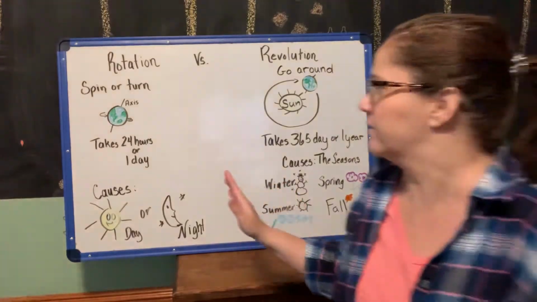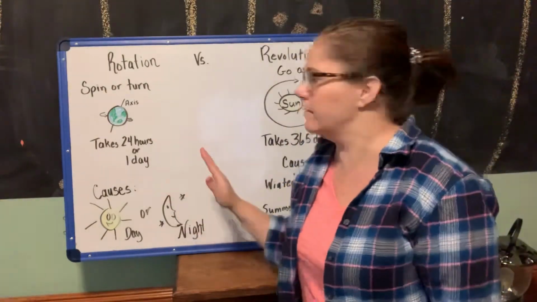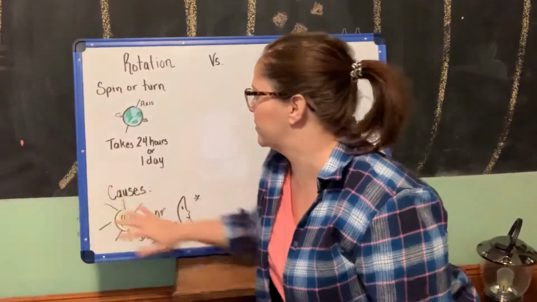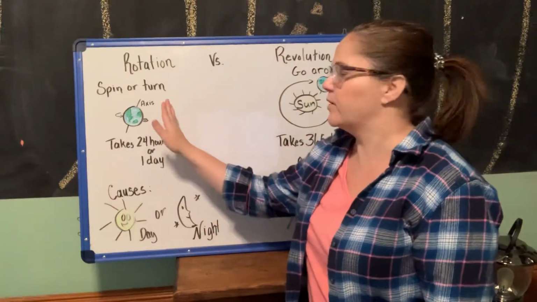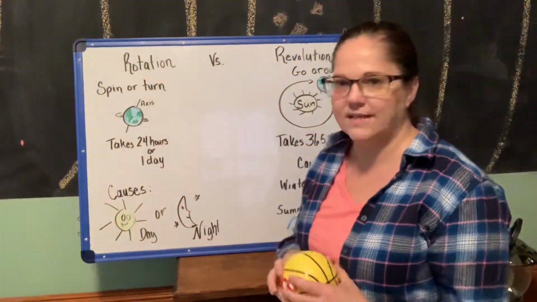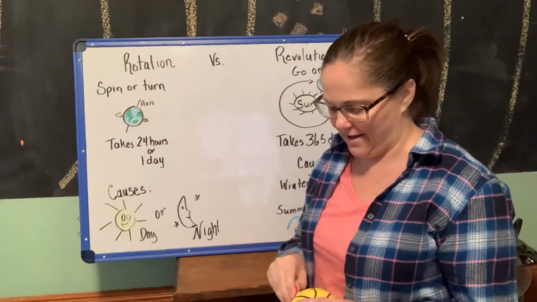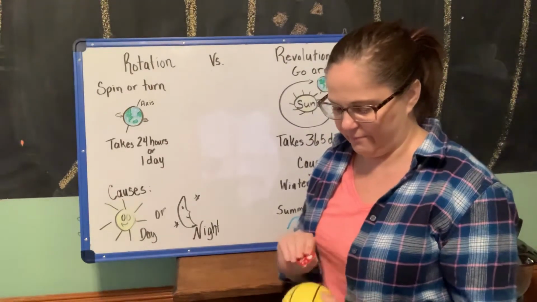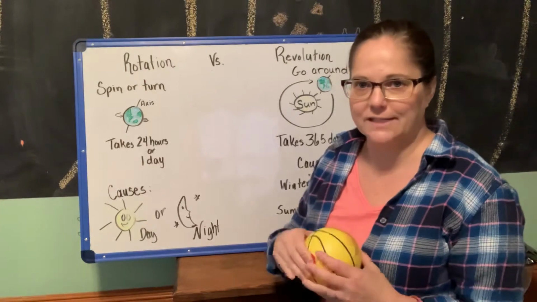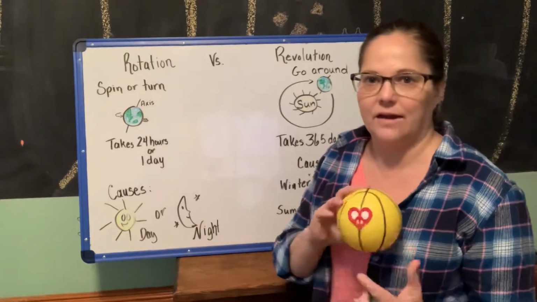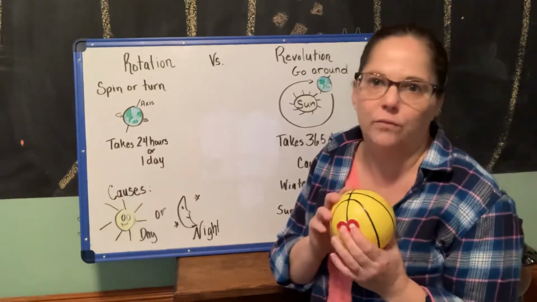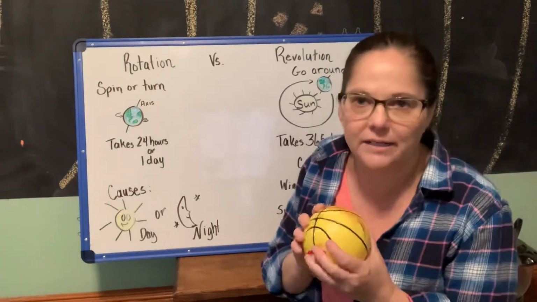So let's talk about rotation first. Rotation is a spin or a turn. This is my planet Earth that I have for us. It's a little yellow basketball. And this heart is going to mark home for us, where we live on Long Island.